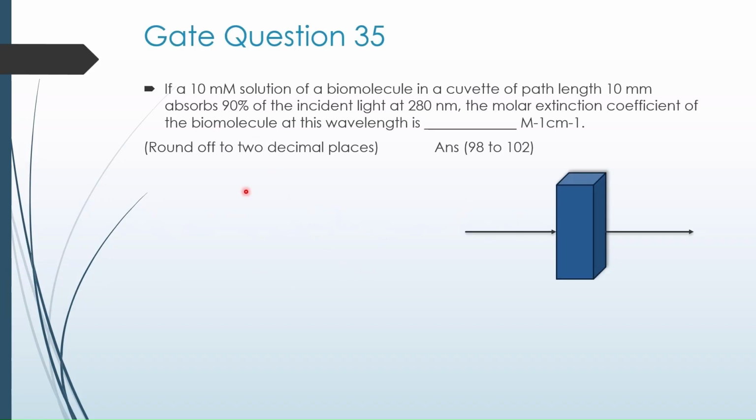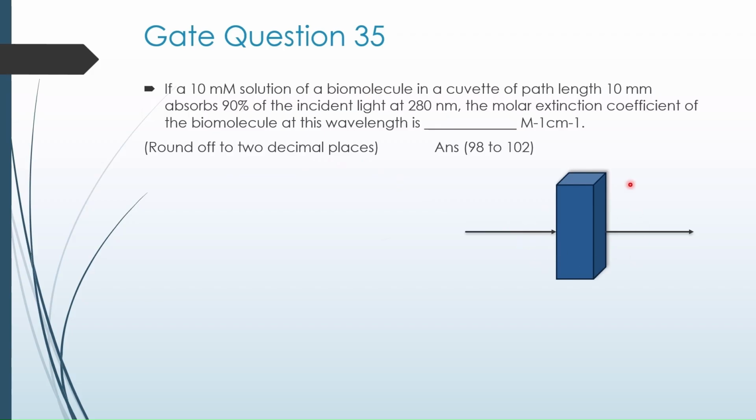GATE question 35. If a 10 millimolar solution of a biomolecule in a cuvette of path length 10 millimeter absorbs 90% of incident light at 280 nanometer, the molar extinction coefficient of the biomolecule at this wavelength is. Expected answer should be in the range of 98 to 102, and answer should round off to 2 decimal places.